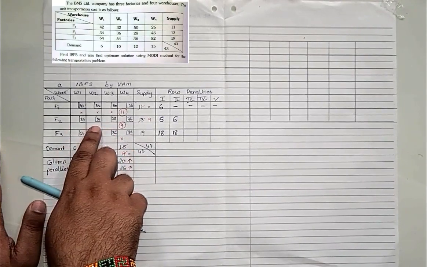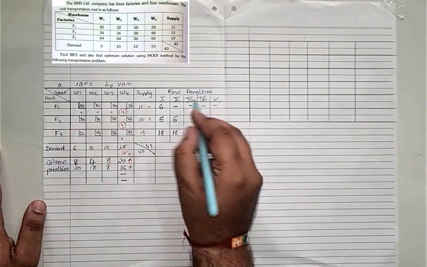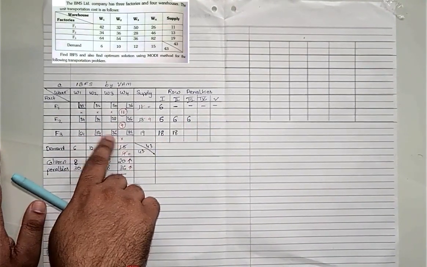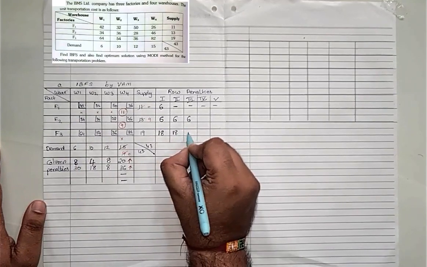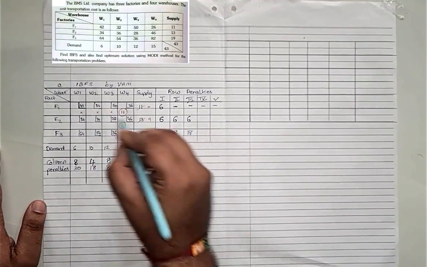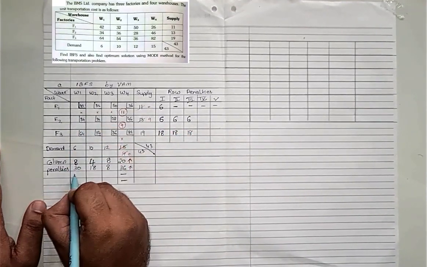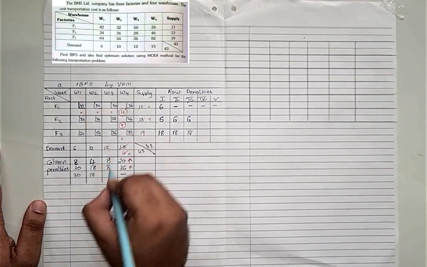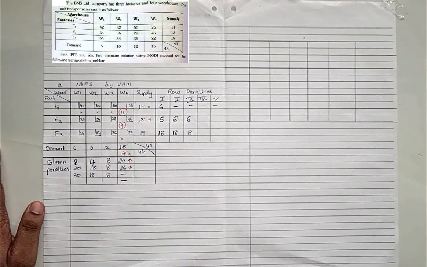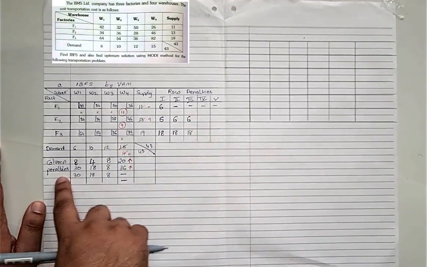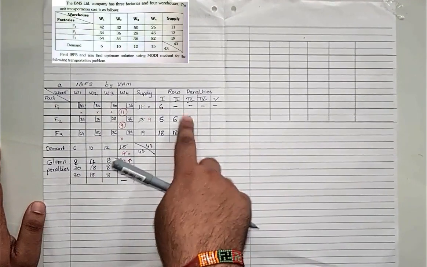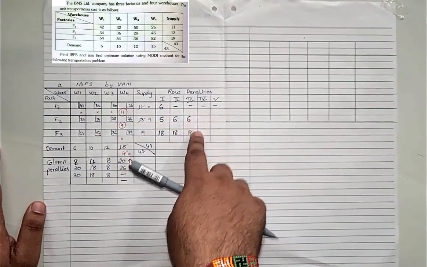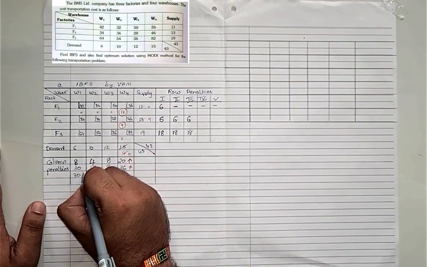We have 34 and 28 and 34. So again, 6 is the lowest value in the difference. From here, 36 and 54, which is again 18. Column wise, again, we have 30 here, 18, and 8. Once we are done, again check which is the highest value. While marking, it is always the highest, then we look at the lowest cost and then allocate the demand and supply. The highest is 30.